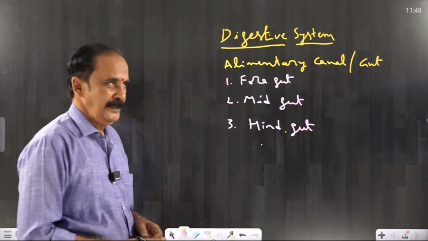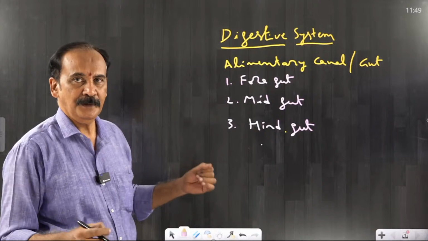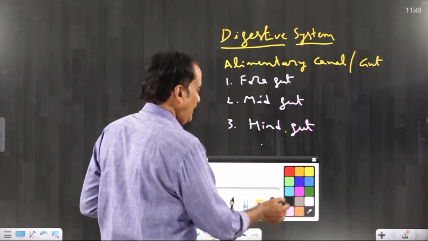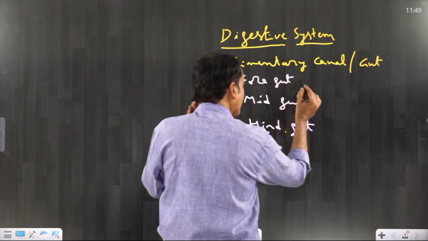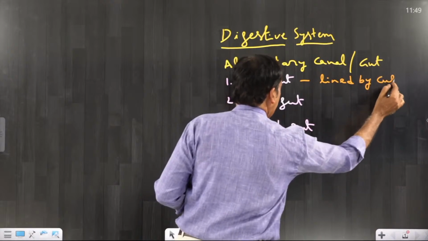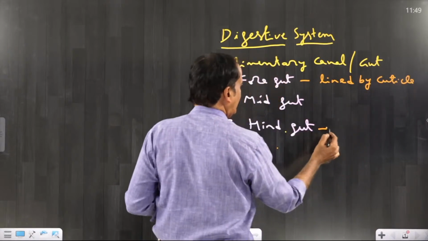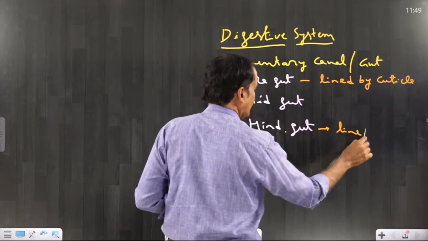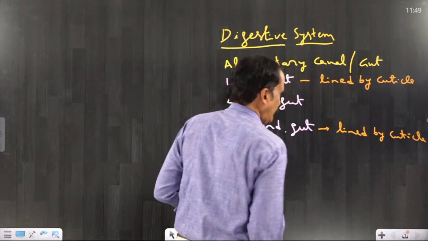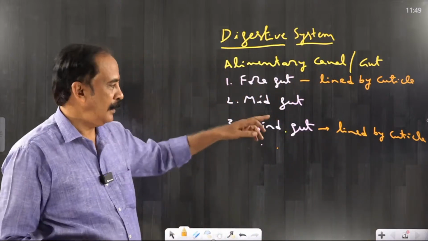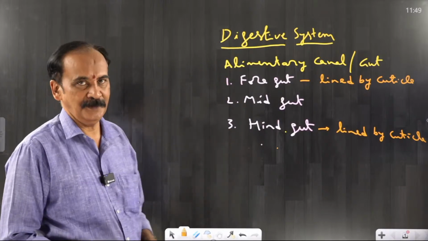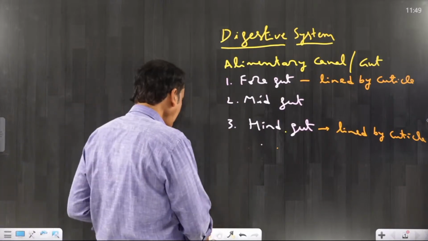Right, the 3 broad regions in the animal. Foregut and hindgut, these 2 are lined by cuticle. The inner layer is cuticle in case of foregut as well as hindgut. In NCERT it mentions about the foregut, but also hindgut is lined by cuticle, complete foregut and complete hindgut. Midgut is not lined by cuticle.